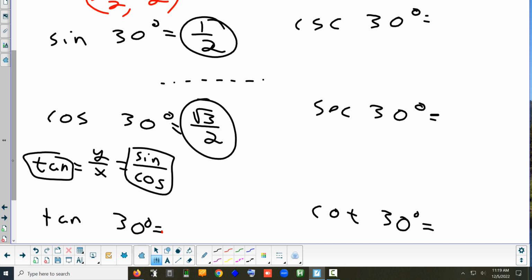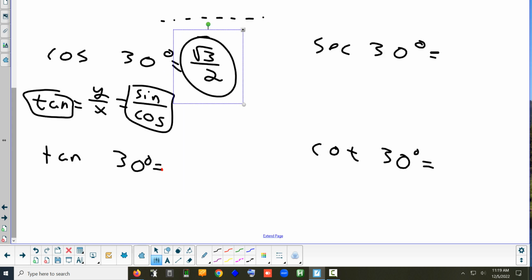and there's your tangent. Now, when you divide two things with the same denominator, what happens to it? It cancels because you would flip and multiply. So all you end up with is 1 divided by square root of 3. And what does 1 divided by square root of 3 turn into? Square root of 3 over 3. Yep, square root of 3 over 3.